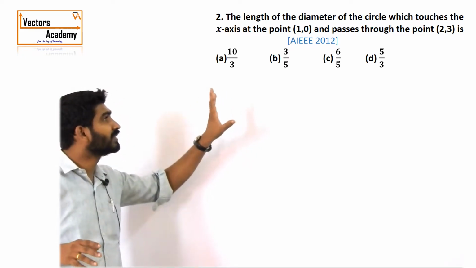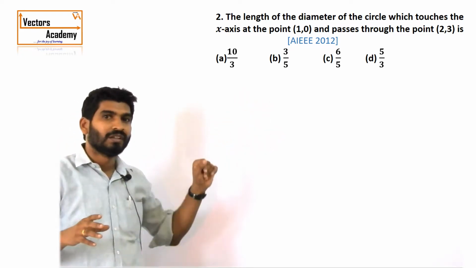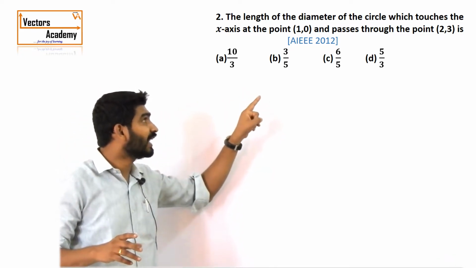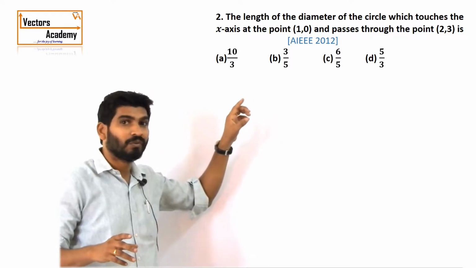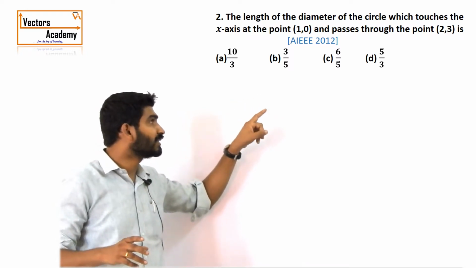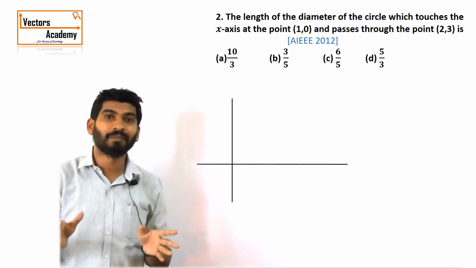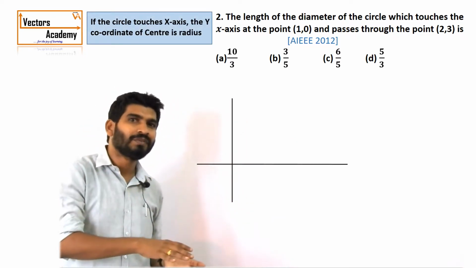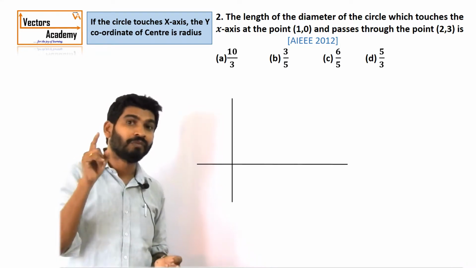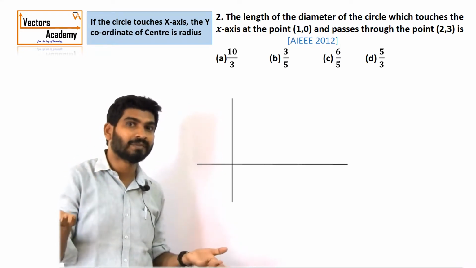Now this question is similar to the previous question. So the circle is again touching the x axis, this time at the point 1, 0, and it passes through the point 2, 3. This time we need to find its diameter. Same as the previous question, we find the y coordinate of the center and that becomes the radius.